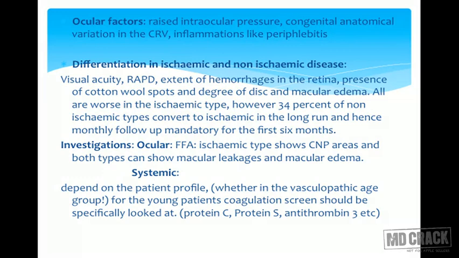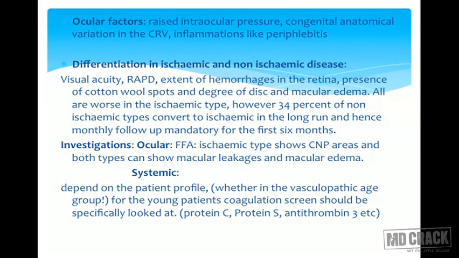The investigations that need to be done in cases of vascular occlusions are a subpart of the investigations we did for the vascular diseases. The ocular investigation which is most important is the fundus fluorescein angiography, which shows the classical CNP areas, or the capillary non-perfusion areas, which we discussed as the basic finding of an angiogram in case of an ischemic pathology. We'll be seeing this in the next slide.